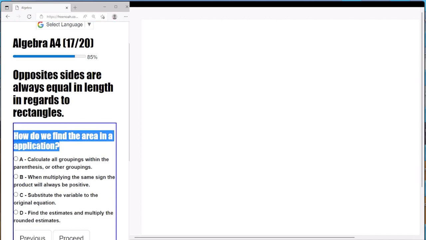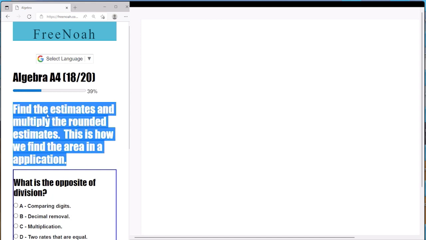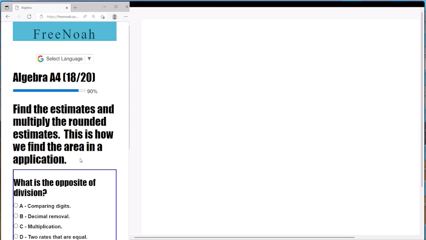So how do we find the area in an application? It depends what the application is asking for. Here it says find the estimates and multiply the rounded estimates. This is how we find the area in an application.